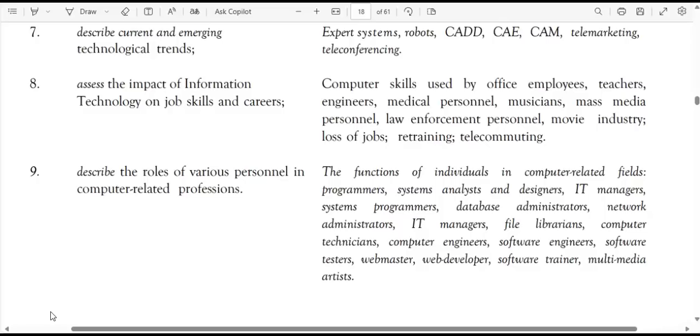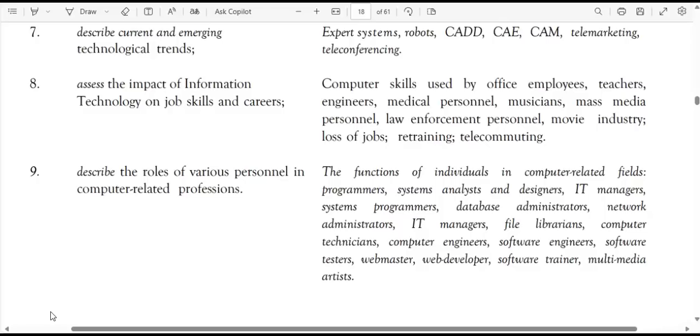All right, let's look at the role of software engineers. Their role is to design, develop, and test complex software systems and applications, focusing on both functionality and performance.